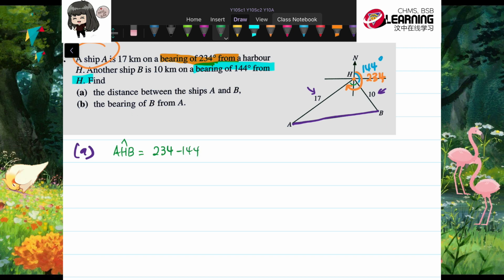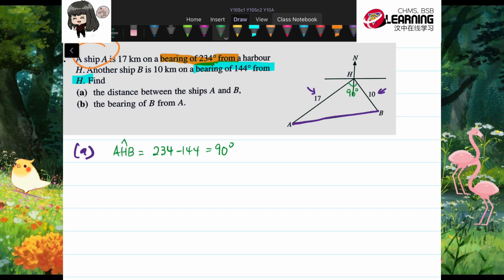Okay, so from here we know that the angle is 90 degree. So this angle here is 90 degree. Okay, so they give you the bearing of 234 and 144 for a reason, because they want you to find this angle which is 90 degree. Okay, I'm gonna erase this and I will just write 90 degree over here. Okay, this is 90 degree.